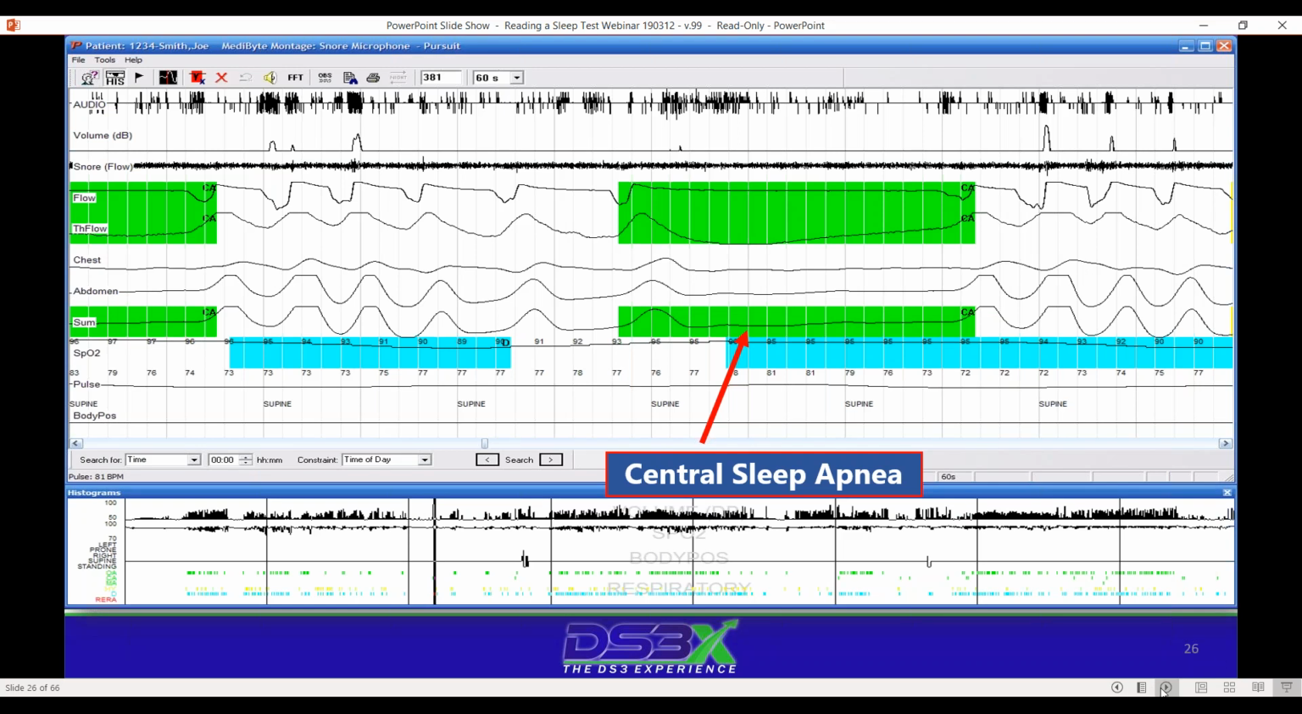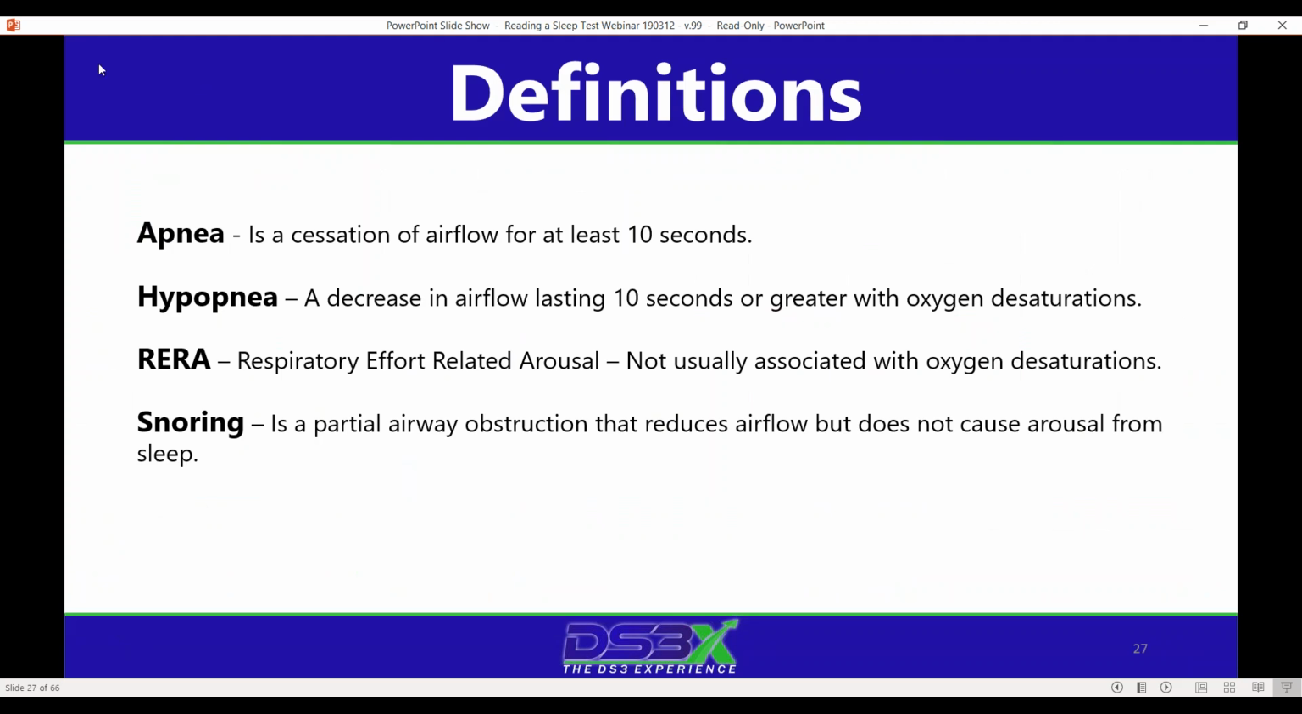I want to emphasize what Rich said. You're going to see this quite often, one or two a night. But to see it 50% or more of the night, which is what you'd have to have to have central sleep apnea instead of obstructive, you're just not going to see it that often. So it's not nearly as common as obstructive sleep apnea.